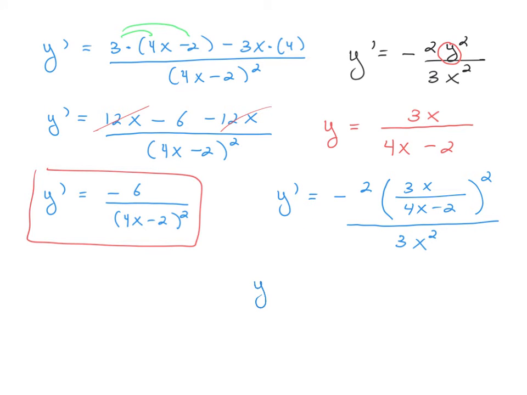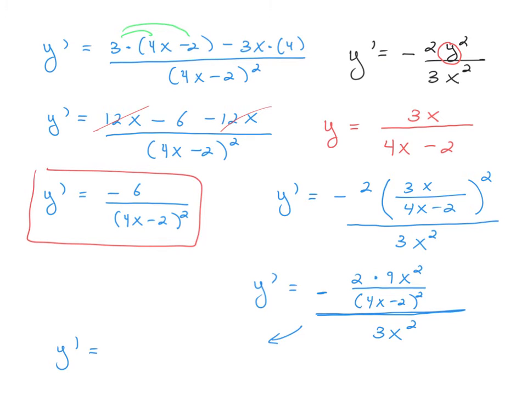So the derivative is, well, the whole thing is negative. It's 2 times 9x squared over (4x - 2) squared. And this is all over 3x squared. So I just squared the top and bottom of this to give me this. Okay, we'll move in this direction here.